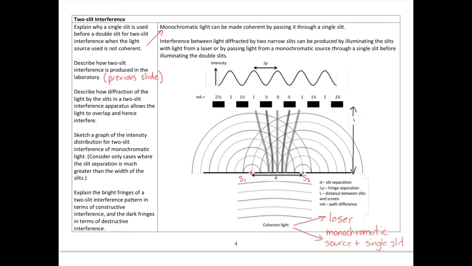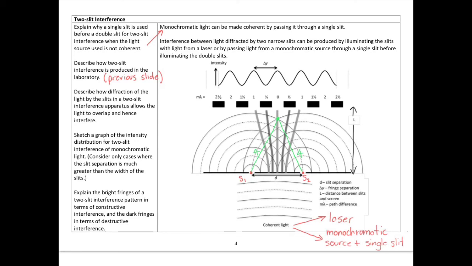Don't worry about the bit at the bottom. Then explain the bright fringes of a two slit interference pattern in terms of constructive interference and the dark fringes in terms of destructive. So if we go back to our path difference, if we take this point here, the path difference there to there, that one's 1, 2, 3, 4, that one's 4. So path difference of 0, which is an integer, whole number of wavelengths.